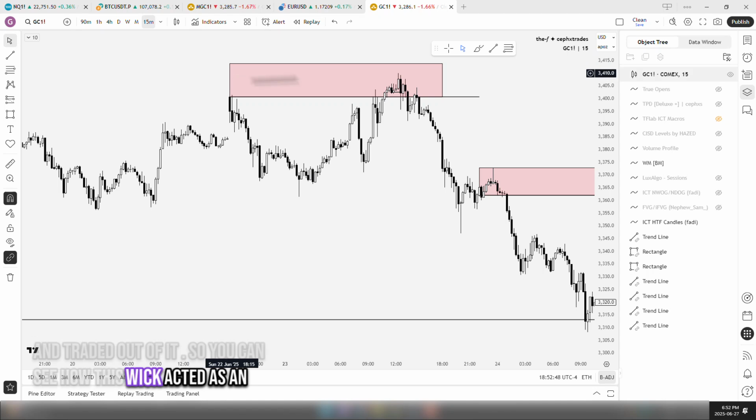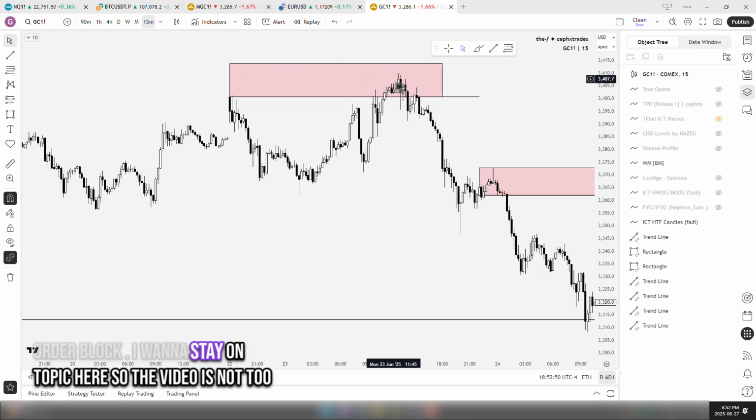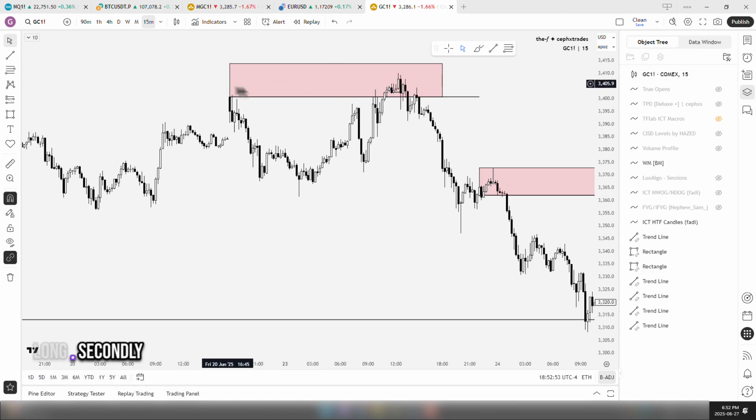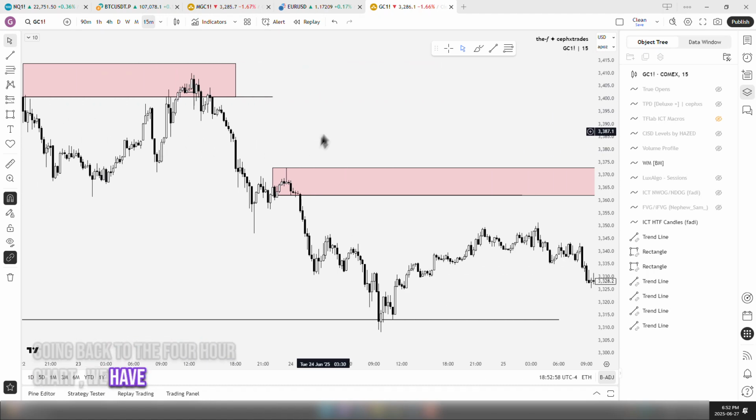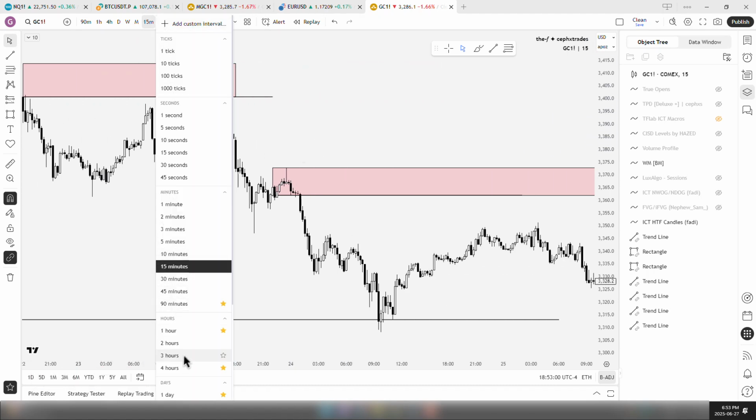So you can see how this wick acted as an order block. I want to stay on topic here so the video is not too long. Secondly, going back to the 4-hour chart, we have this wick.